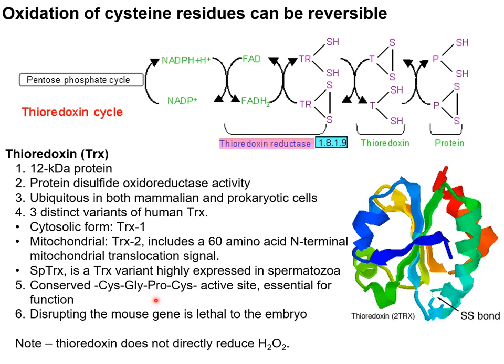And thioredoxin is critical for cell survival. Certainly if the gene is knocked out in mice, it's lethal at the embryonic stage. And one last point I'd like to make with this is that thioredoxin itself interacts with other proteins. It doesn't directly reduce hydrogen peroxide.